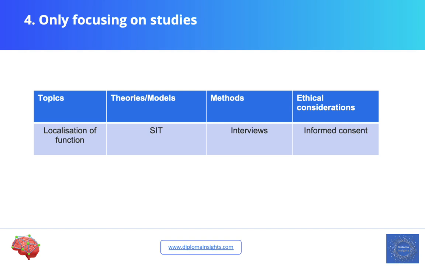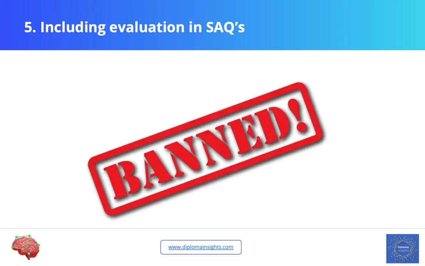Theories and models, pay attention to revising key theories like social identity theory, social cognitive theory, models of memory. Also make sure that you're able to describe and evaluate common methods used in psychology, like experiments and interviews. And make sure that you're able to explain the relevant ethical considerations in psychology research. Studies are important in your responses, but you also need to show knowledge of topics, theories, methods, or ethical considerations, depending on the question.